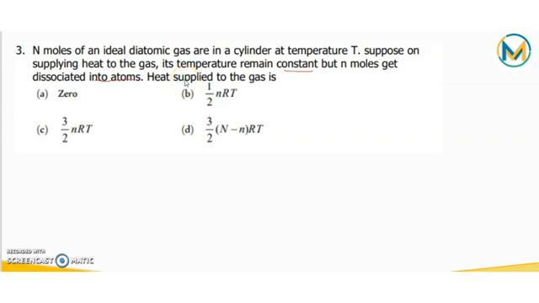So for this, since we know the gas is enclosed in a vessel, during the heating process, volume of gas remains constant. Hence, no work is done by the gas. It means heat supplied to the gas is used to increase its internal energy only. So from this we find that U1 is equal to N into 5/2 R into T. Now since n moles get dissociated in this process into atoms, after heating, the vessel contains N minus n moles of diatomic gas and 2n moles of monoatomic gas.